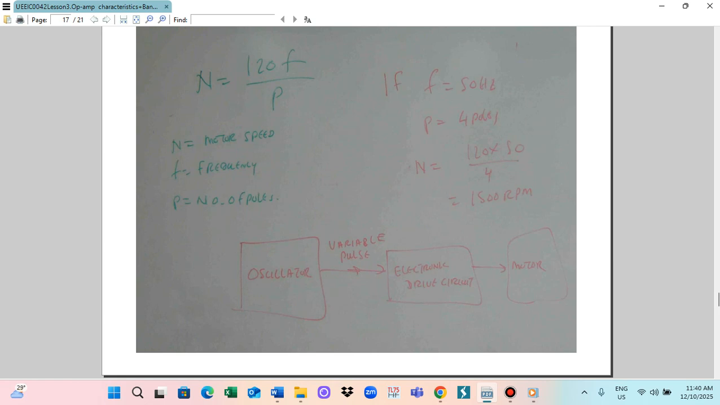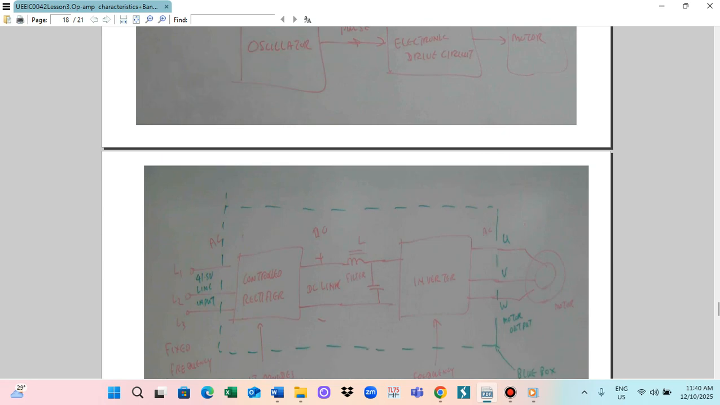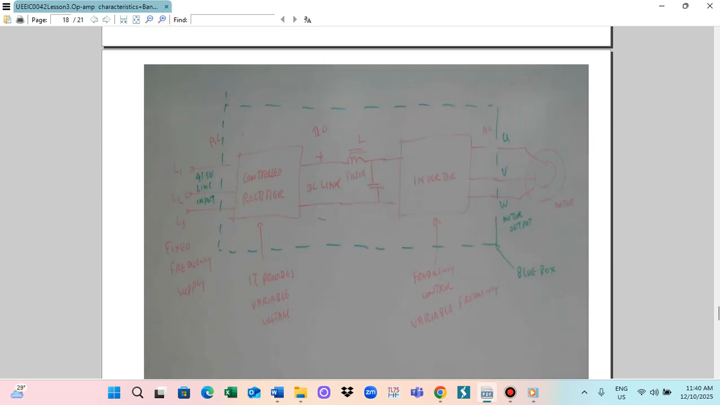In the variable frequency device, we have to provide a control circuit. This control circuit will be a control rectifier. This control rectifier is connected to line 1, line 2, and line 3. So this is for a 3-phase system. This is a fixed frequency supply, providing the fixed frequency at 50 Hertz.